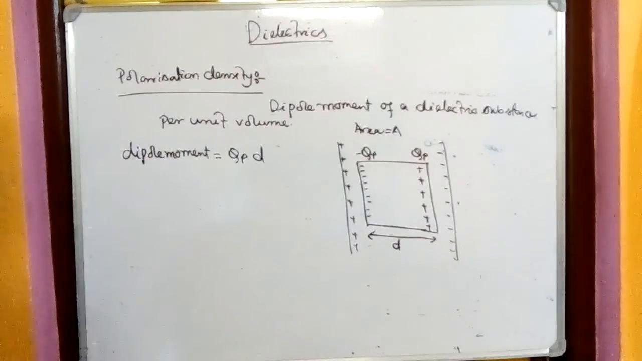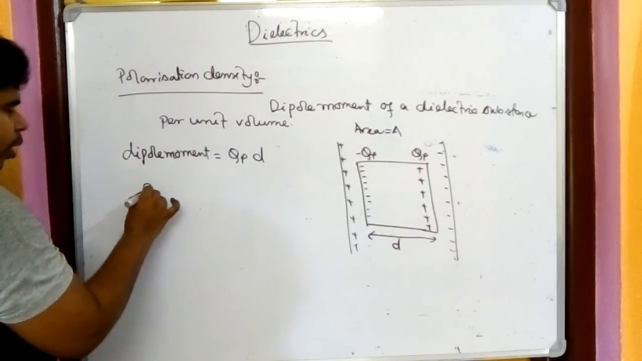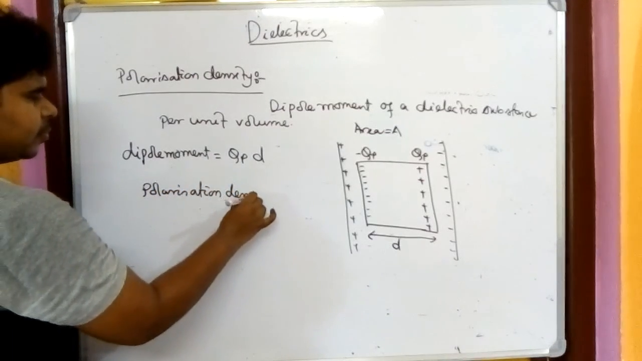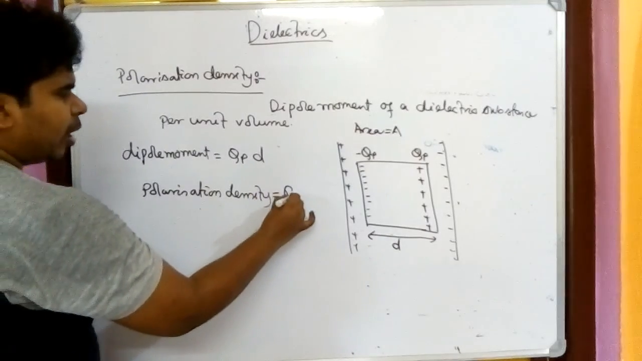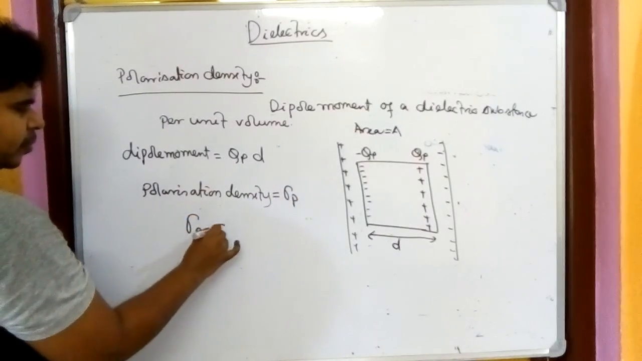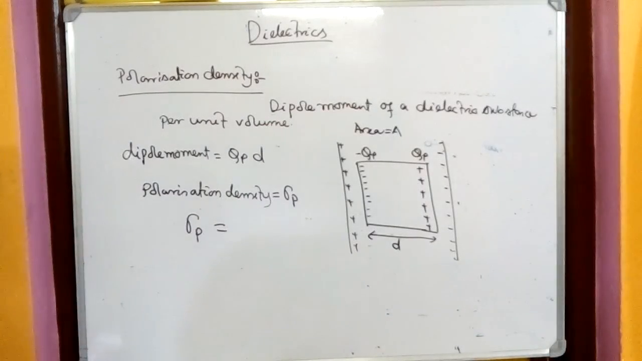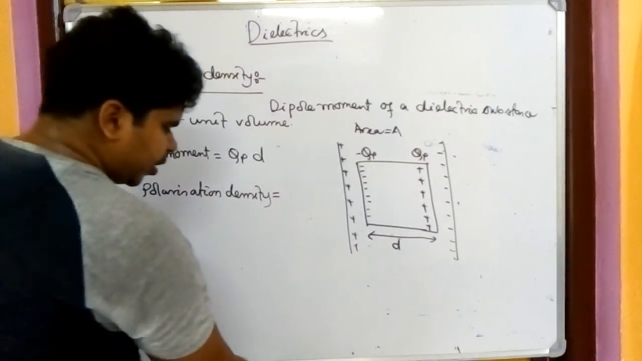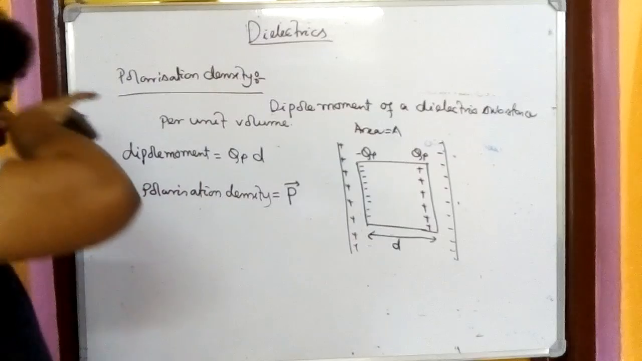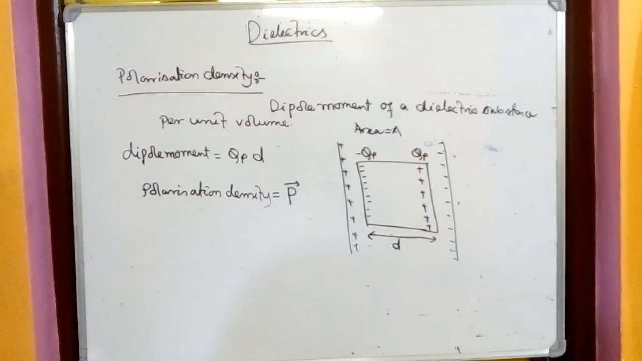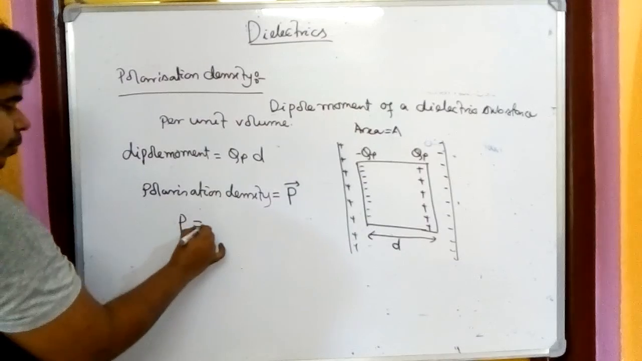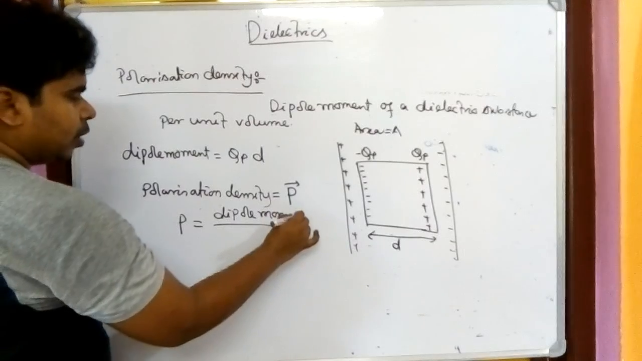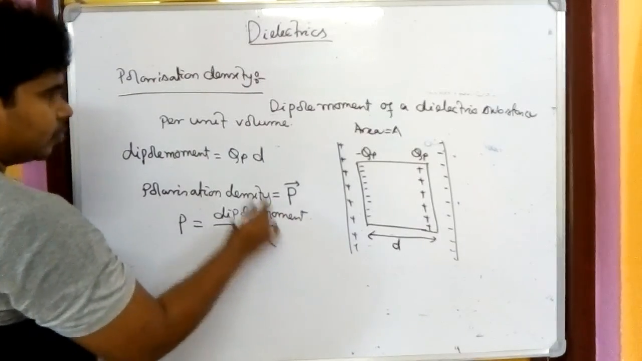And if I am talking about the polarization density, in some books it is denoted by P, not sigma P. Forget about sigma P. Polarization density is actually denoted by P. It is a vector quantity. So this P equals dipole moment by volume, as per the definition.